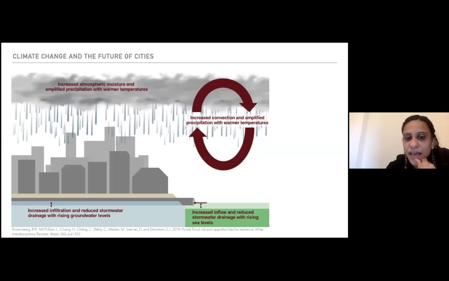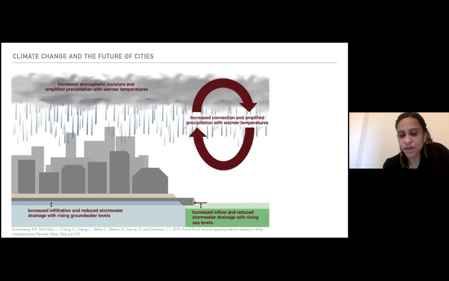And so, we've got this process where warmer temperatures result in increased atmospheric moisture, with all other things being equal. But unfortunately, all other things are not going to be equal. As temperatures warm, they also result in increased convection. So we'll have more intense storms that will further amplify precipitation. And this will all be going on at the same time in coastal cities like along the Hudson River as sea levels are rising. And so those increased sea levels will further impact the performance of our stormwater infrastructure.